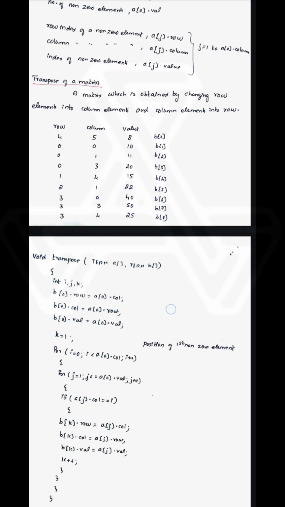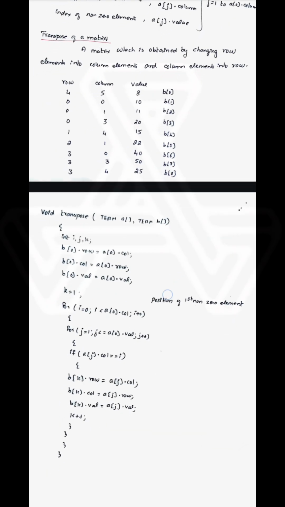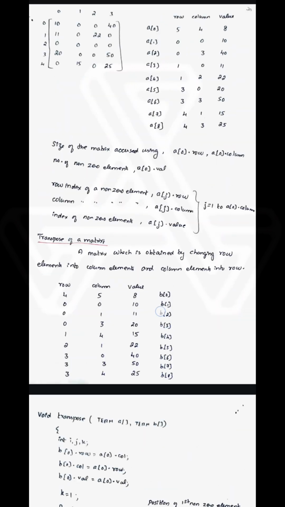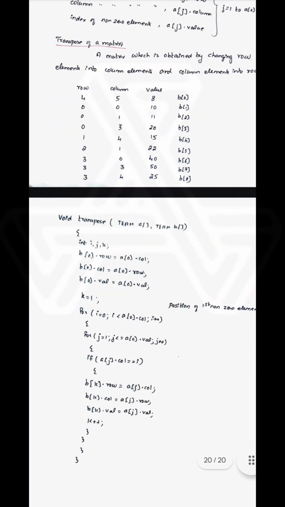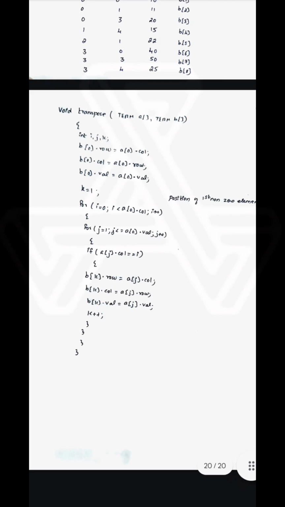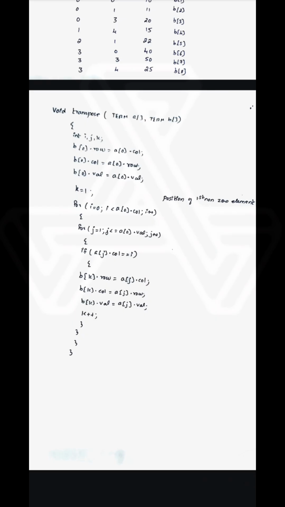A matrix obtained by interchanging row elements into column elements and column elements into row elements, making them into B[0], B[1]. Transpose of term A, term B: int i, j, k. B[0].row equals A[0].column, B[0].col equals A[0].row, B[0].val equals A[0].val, k equals 1. For i equals 0; i less than A[0].column; i++, where j equals 1 and j is less than A[0].val; j++.